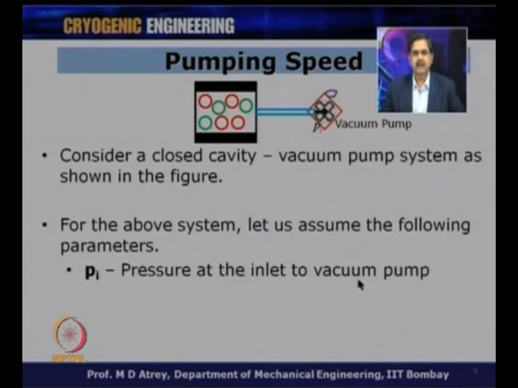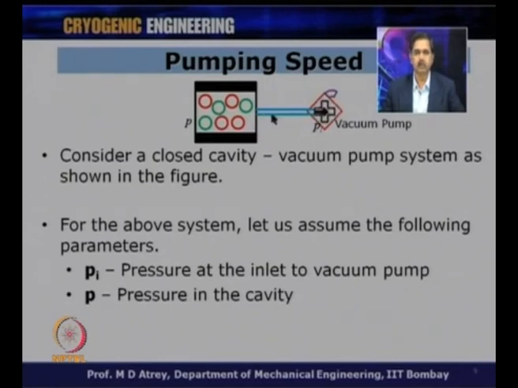Pi is the pressure at the inlet to the vacuum system, which is Pi at this point. P is the pressure in the cavity. So, this P and this Pi will be different. The vacuum at this level will be very high because I have a vacuum pump here. So, the pressure at this point will be less, while the pressure at this point will be a little bit more, and how much more will depend on the conductance of this.